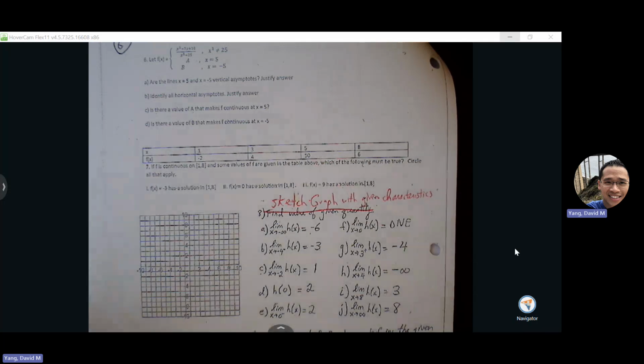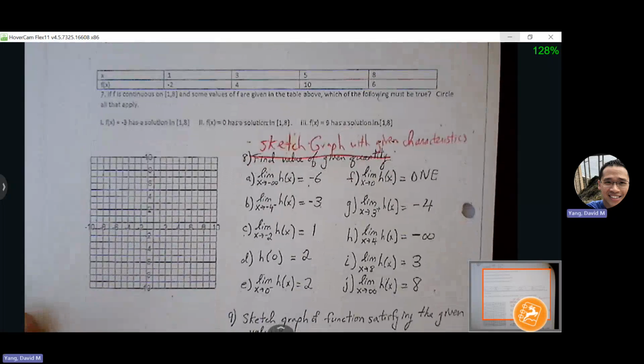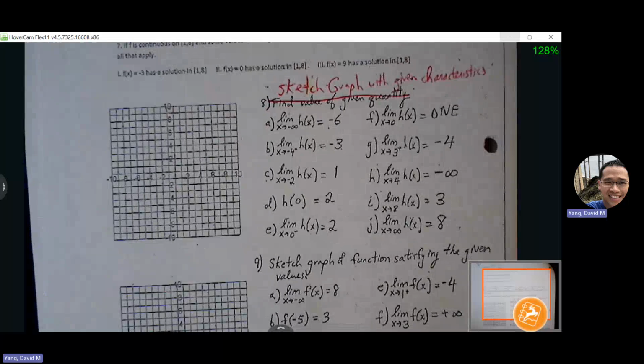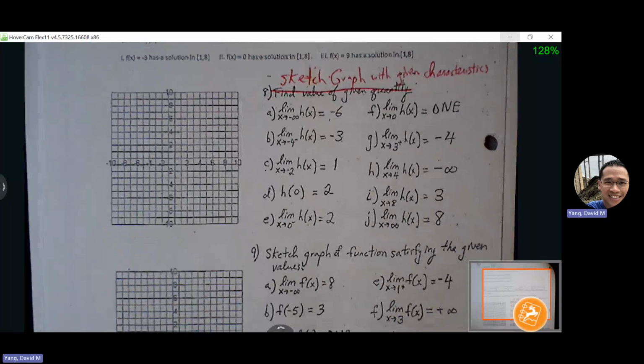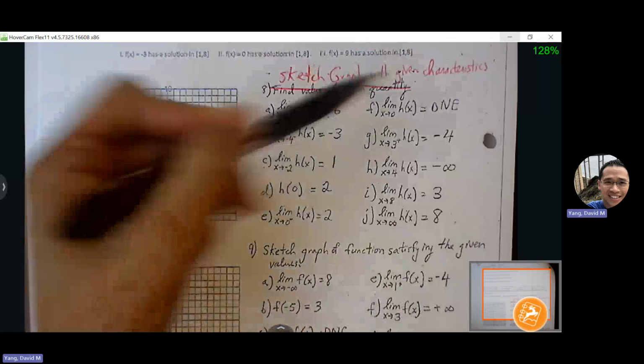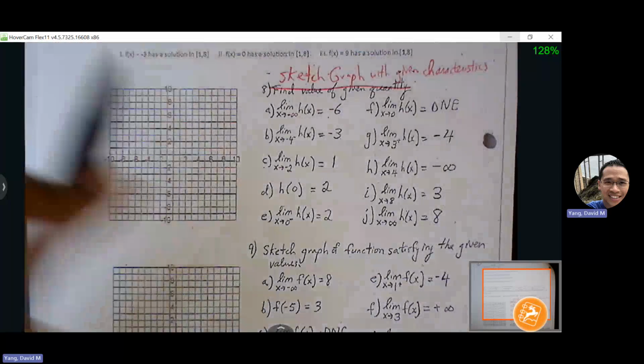Let's go down to 8 and 9. So for 8 and 9, we're going to do both problems. We're going to sketch the graph with the given characteristics. Let me just highlight a few things, and then we can try it together, or you can try it, and I can also do it at the same time as you do, and then we can compare our answers.